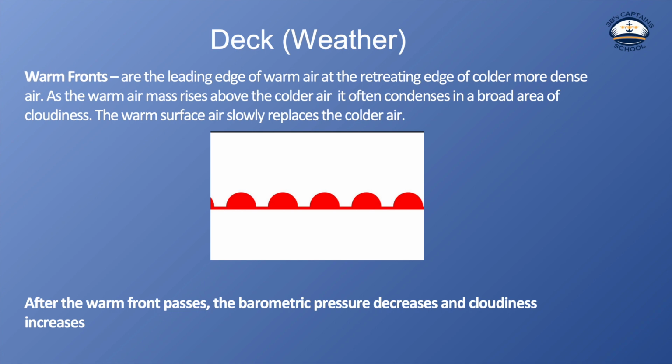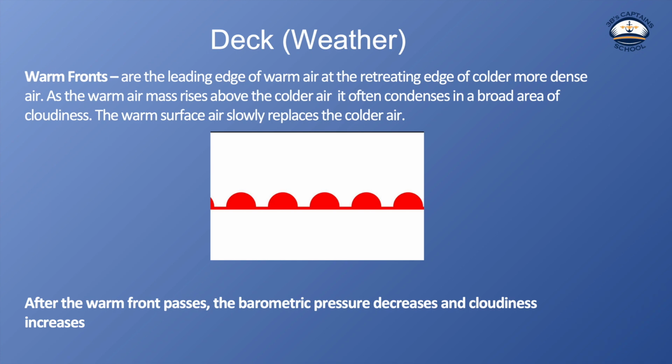Warm fronts are the leading edge of warm air at the retreating edge of cold, more dense air. As the warm air mass rises above the colder air, it often condenses in a broad area of cloudiness. The warm surface air slowly replaces the colder air. So a warm front is a little bit different than a cold front. A cold front, as I described, wedges underneath that warm air because it's more dense. So it stays low, and the warm air rises.